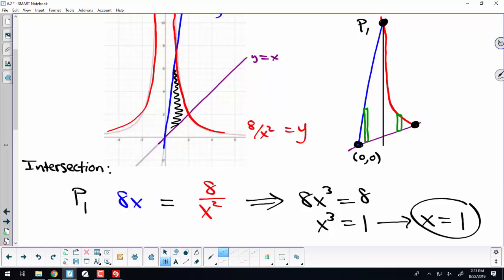All right, so therefore, the red and the blue curves intersect at an x value of 1. To find the y value, we can use either 8x or 8 over x squared. So we have the x is 1, the y is 8. Since we are integrating with respect to x, which is right here, this thickness here, you don't need the y coordinate of the points because everything we do is in terms of x.